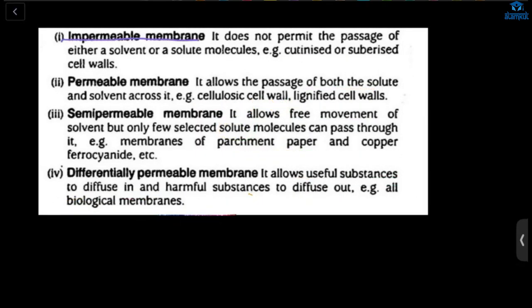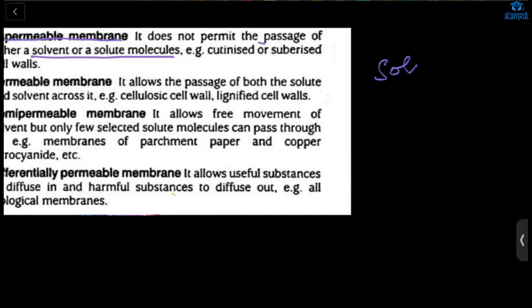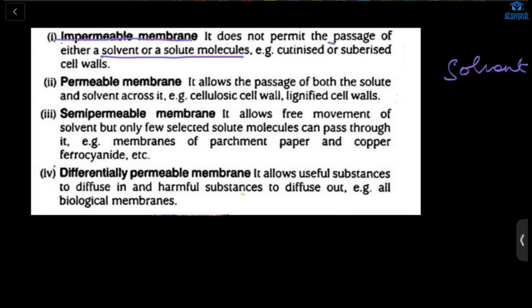An impermeable membrane will not allow any passage of solvent and solute molecules. Solvent and solute, what are they? The constituents of the solution. Solvent is the liquid part of the solution which constitutes more, and solute is the solid part of the solution. So the impermeable membrane does not allow any solvent or solute to pass. And a permeable membrane will allow all the solvent and solute to pass.